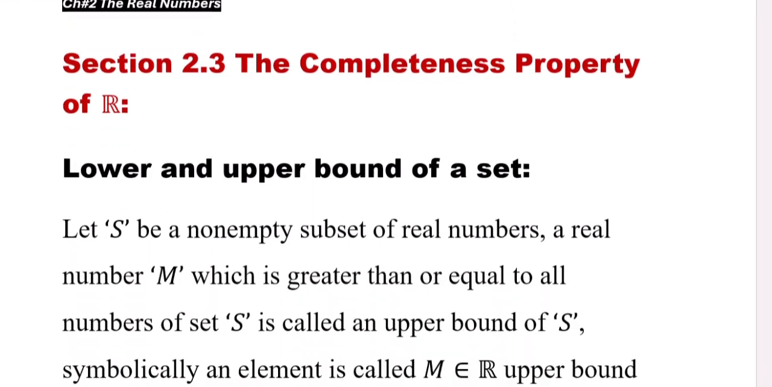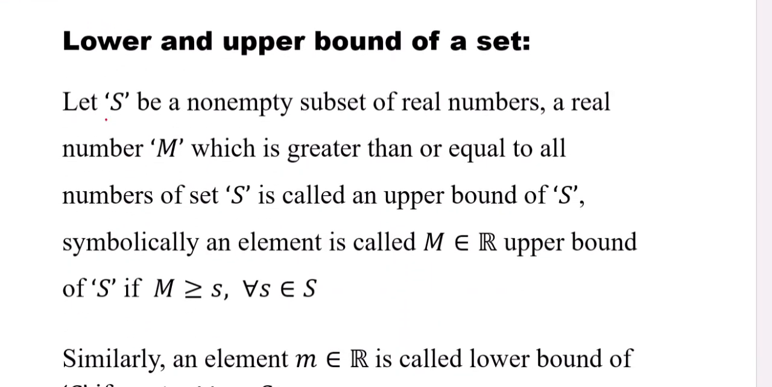Lower and upper bound of a set. Let us firstly remember, lower and upper bound of a set is always a number. This is not a function, not a set. These are always a number. Lower and upper bound are always a number. How can we define it?